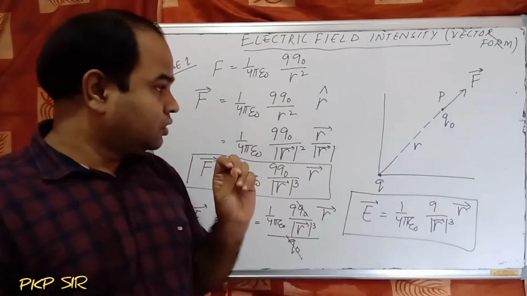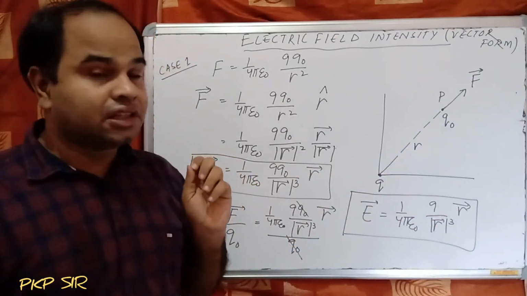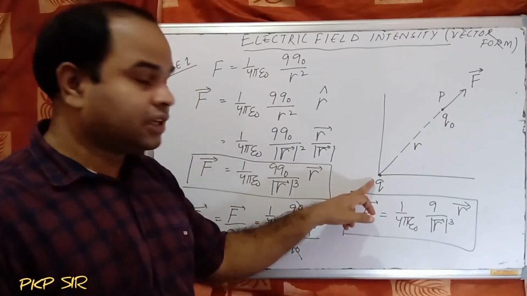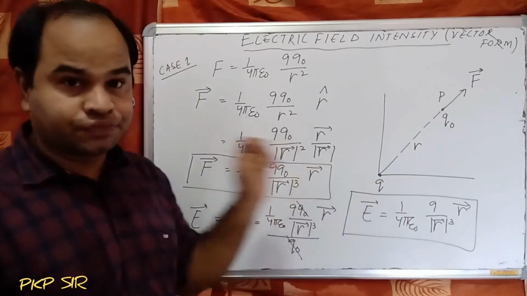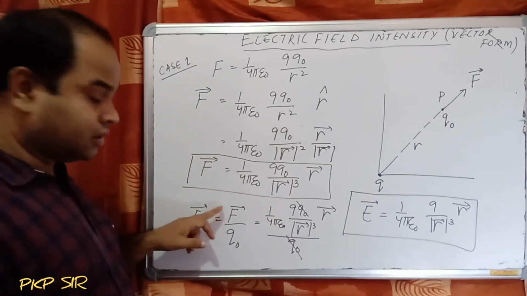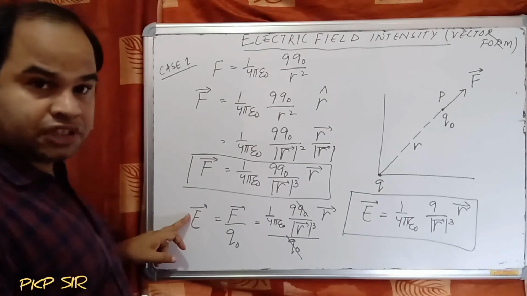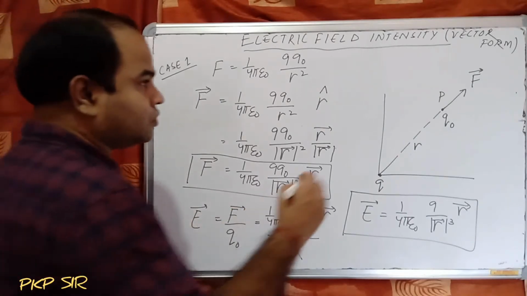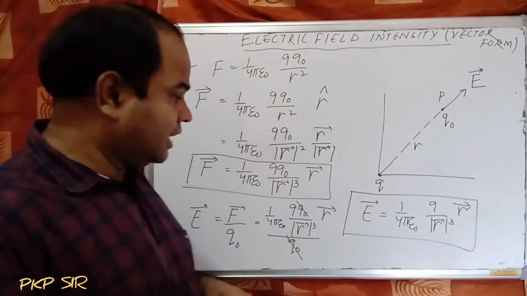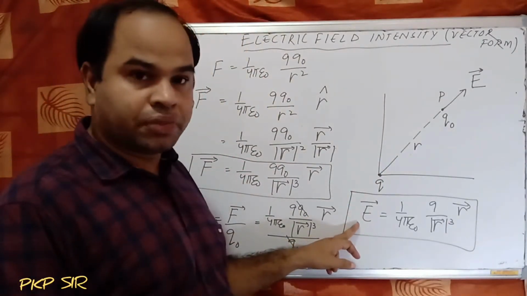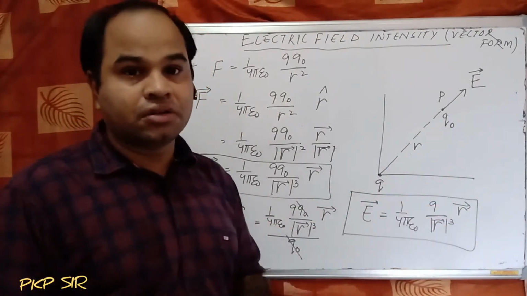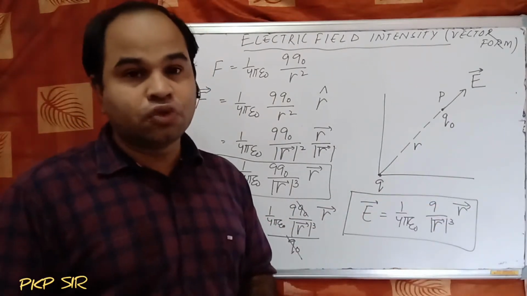Okay? So what is the direction of the electric field intensity? For a positive charge, the electric field intensity is outward. The direction of F and the direction of E are the same, that is outward. So the direction of electric field intensity will be outward, and it is equal to 1 by 4 pi epsilon naught, q by r vector cubed into r vector. Then we will move to case 2.